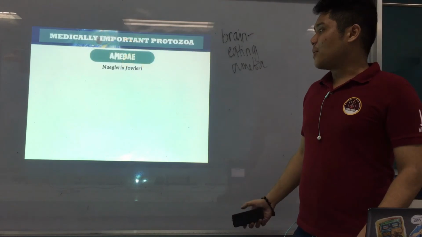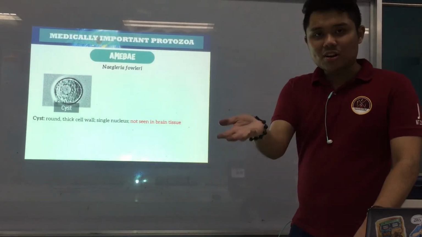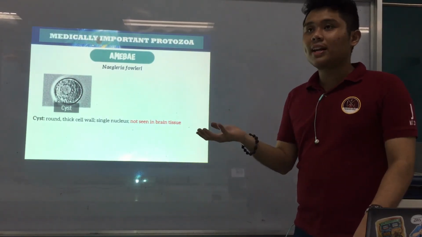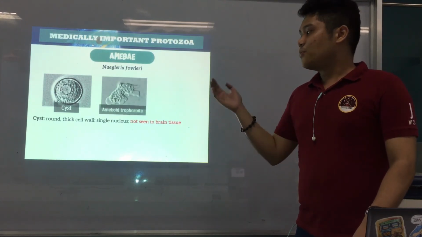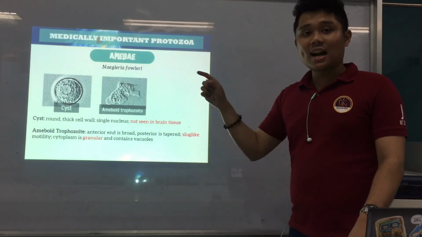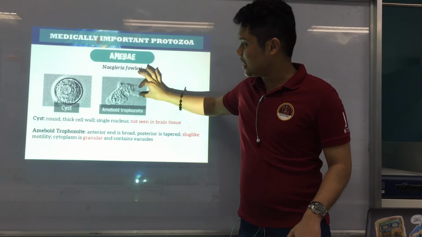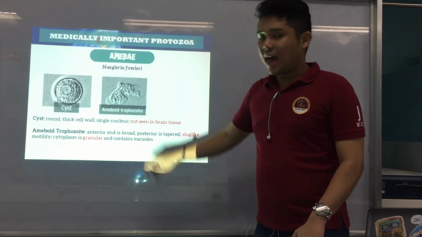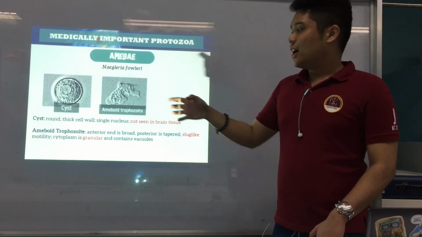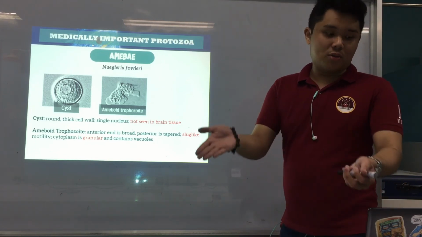Now we go to its different stages. First is the cyst. As you can see, general characteristic, thick wall, spherical, but it's not seen in brain tissue. So it usually resides only in the environment. For the trophozoite, this is the amoeboid. It has slug-like motility, broad at the anterior or at the front, and then tapered at the end. And then granular cytoplasm, as you can see, there are so many circles. Those are also your vacuoles. And slug-like motility means its motility is slow.